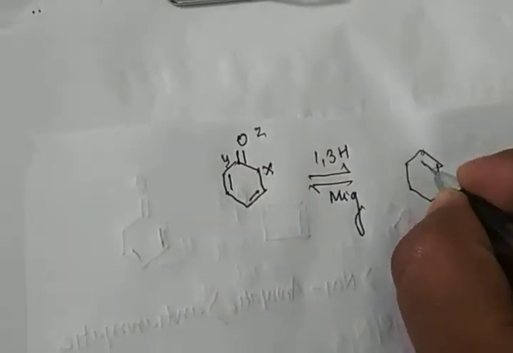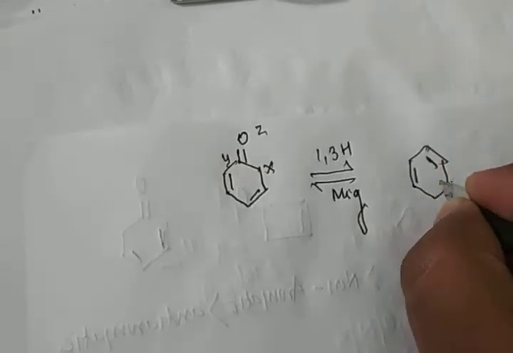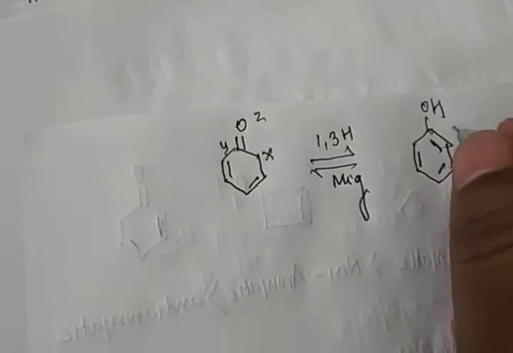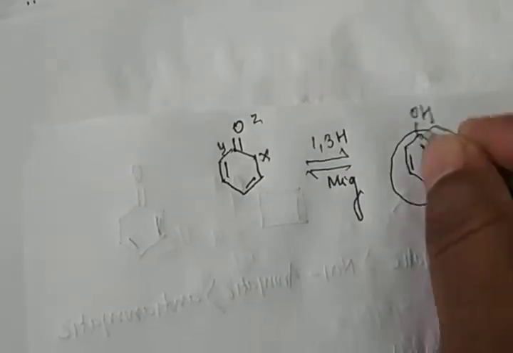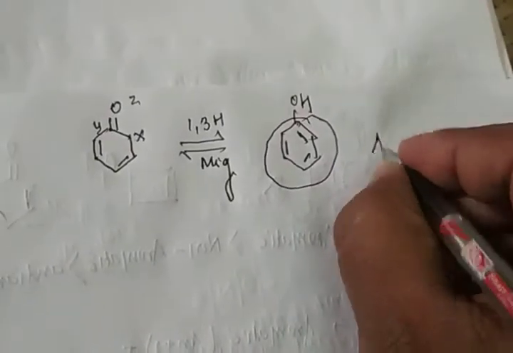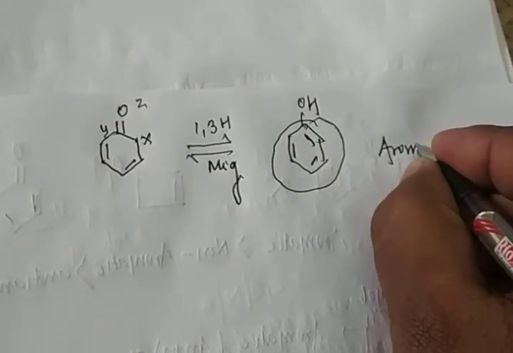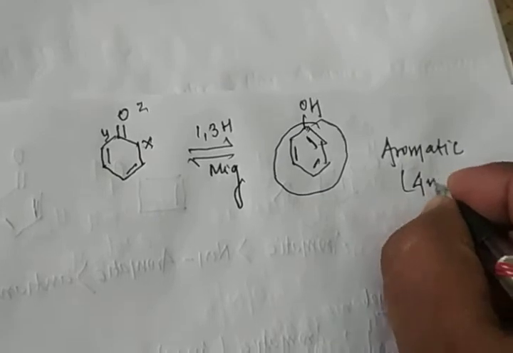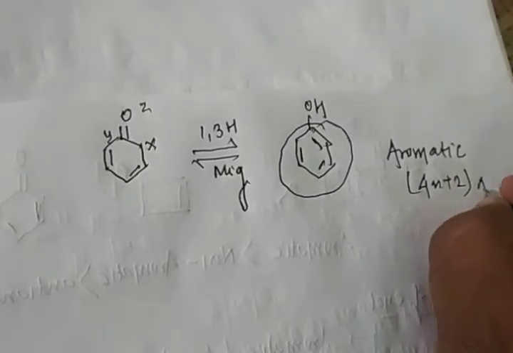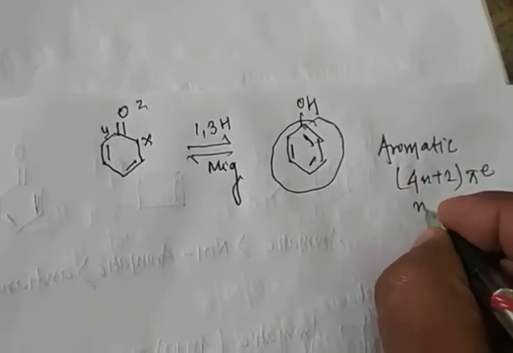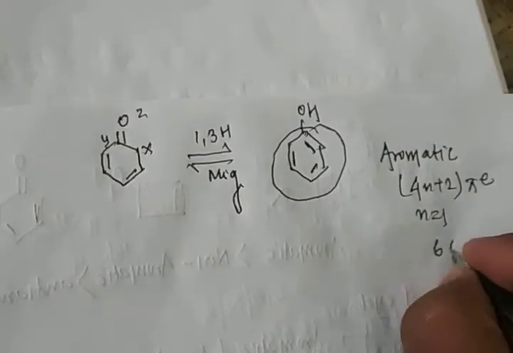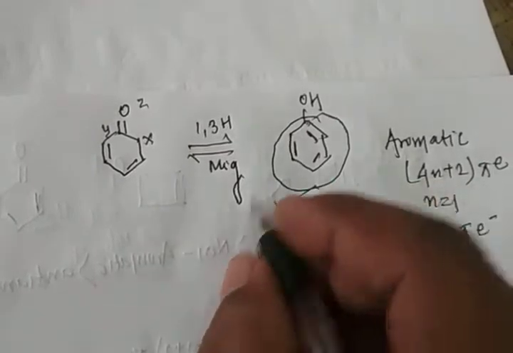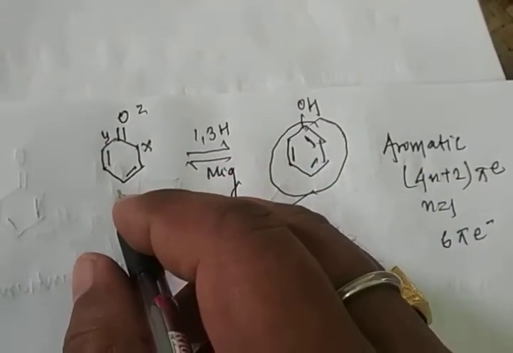So you know very well this double bond shifts to that side, this double bond shifts to that side, there is a double bond, and there is an OH group. Now you know very well this is what? Aromatic. Pi sigma pi, pi sigma pi, pi sigma pi, and this has 4n plus 2 pi electrons. N is 1, it means 6 pi electrons. So 6 pi electrons is what? Aromatic. It means this is more stable. This compound is more stable than that compound.